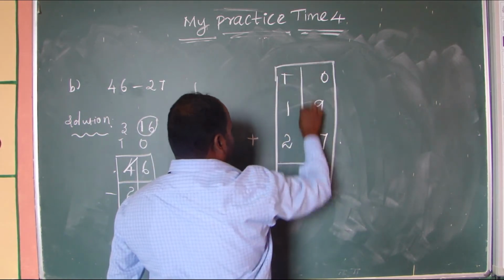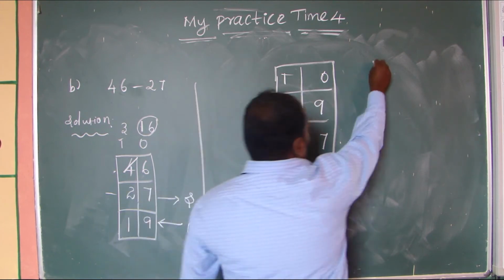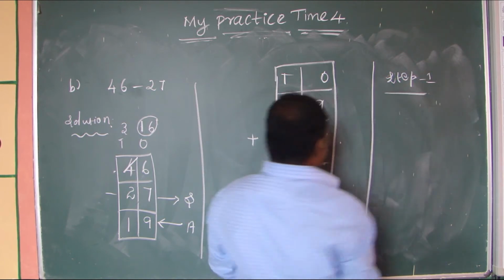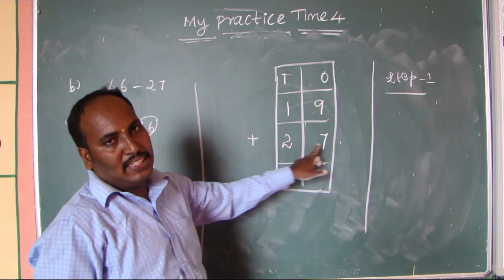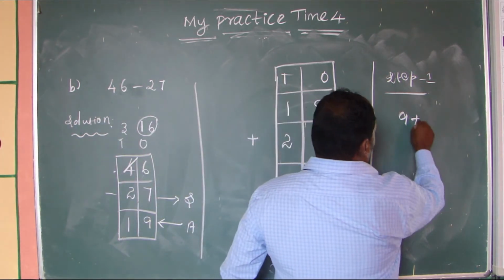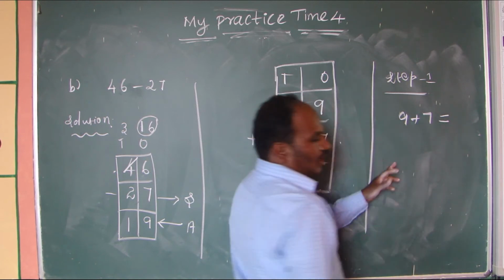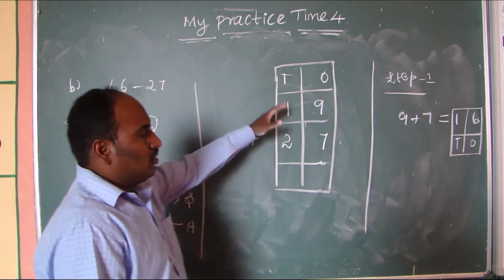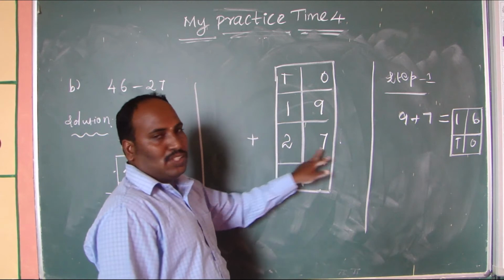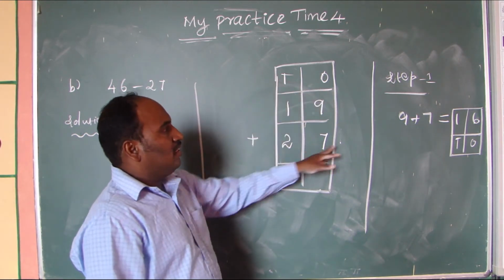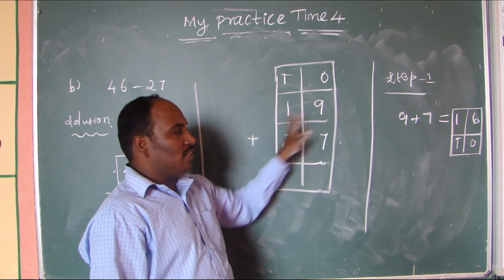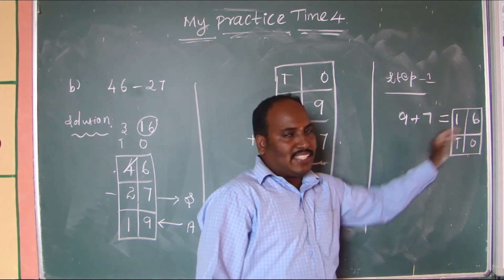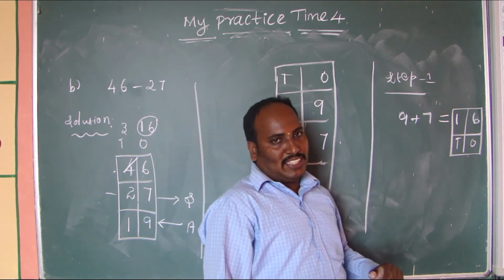First, the ones place. Step 1. Our ones place is 9 plus 7. 9 plus 7 is equal to 16. We have the totals, 19 plus 27, ones and tens. First we have the ones place. 9 ones plus 7 ones is equal to 16 ones. 9 plus 7 is equal to 16.